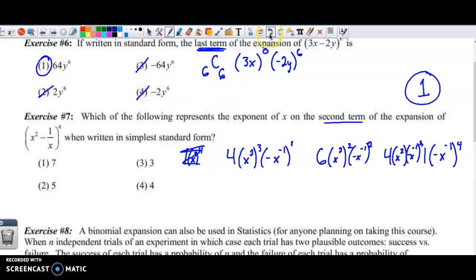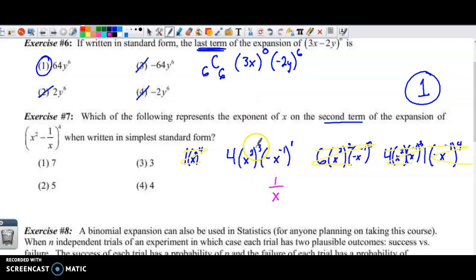Oops, thought I changed colors. Do like a faint yellow. We don't care about these other ones. We only want the second term. So as you simplify that, you can see that a negative to an odd power stays negative. It's just 1 over x.